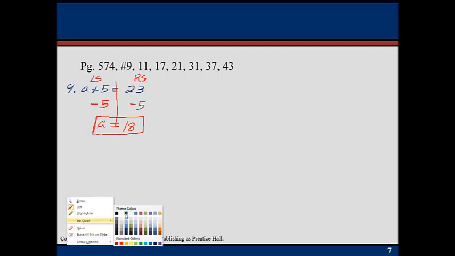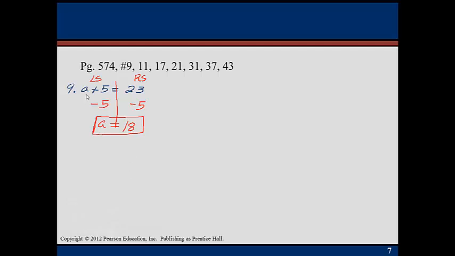Now I can check the answer by taking the 18 and plugging it back in for a. So everywhere I see an a, I'm going to put the 18. So this is check. So I have 18 plus 5 equals 23. And let's work it out. 18 plus 5, well, that's 23. 23 does equal 23, so this is my correct answer. All right, let's look at number 11.